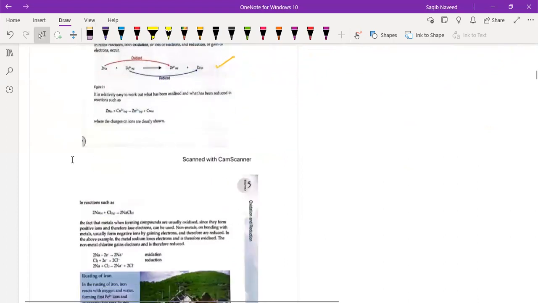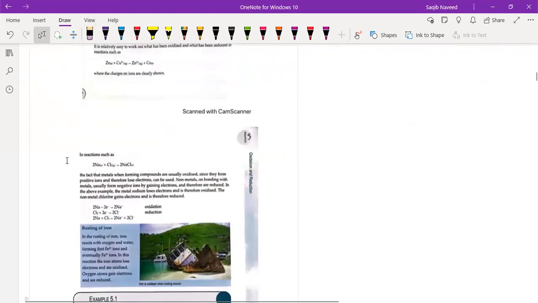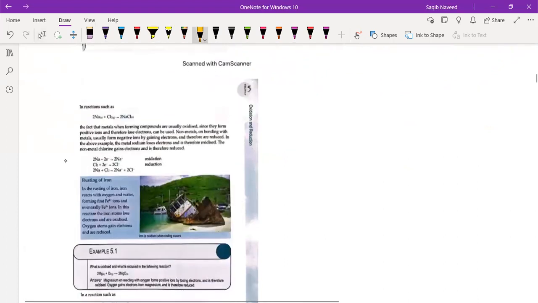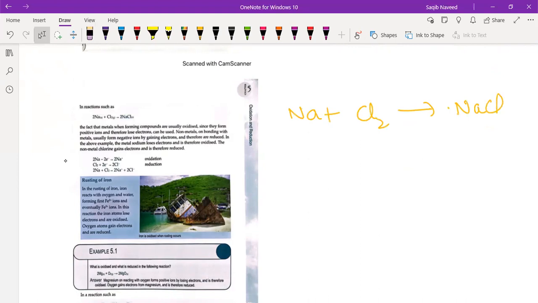The next one would be, here are more examples like Na plus. For your confusion, let me elaborate so that you don't get confused at the end. Sodium is solid, chlorine is gas. Now put the charges. What would be the charge on sodium?